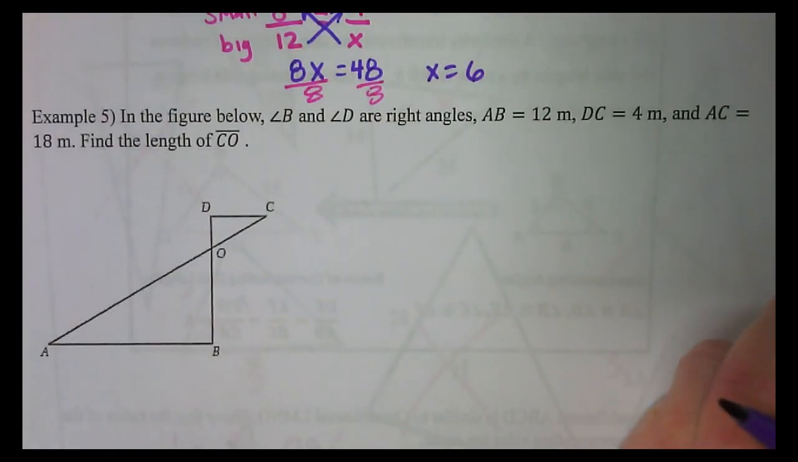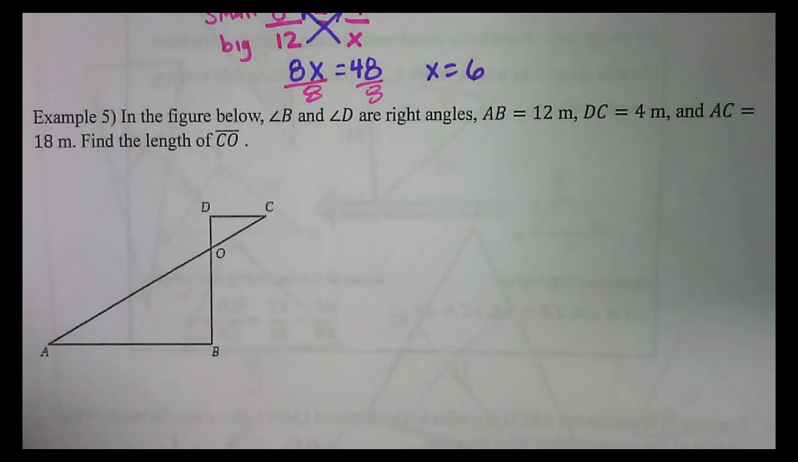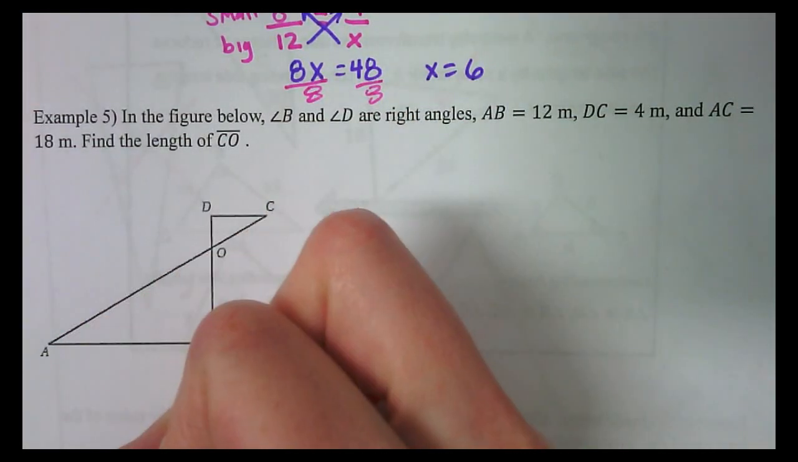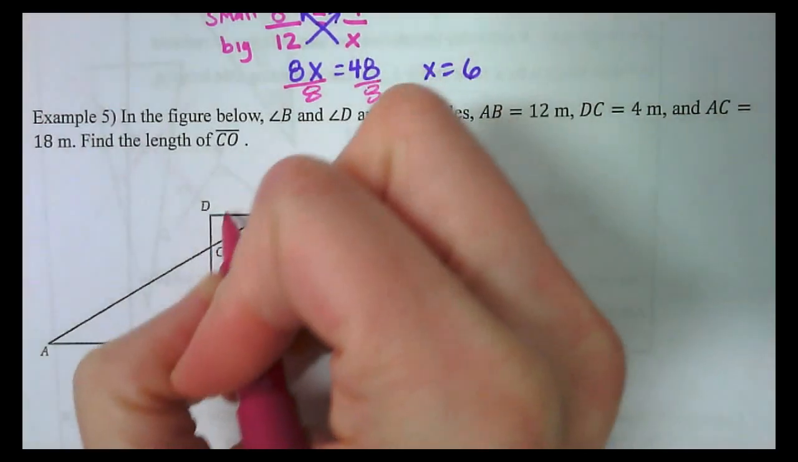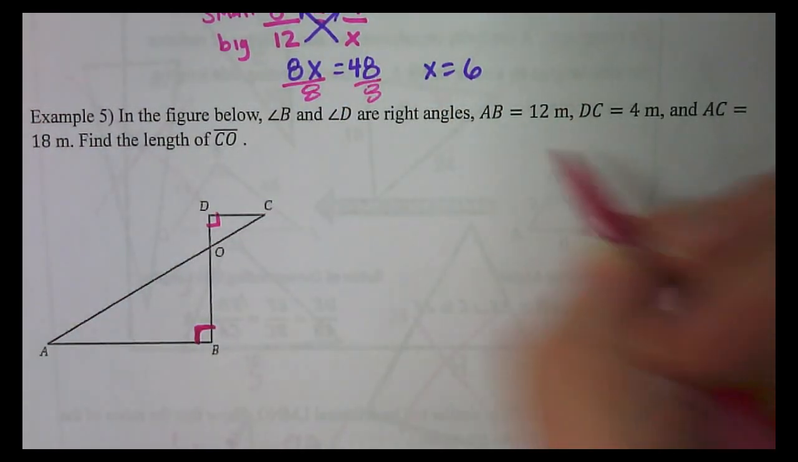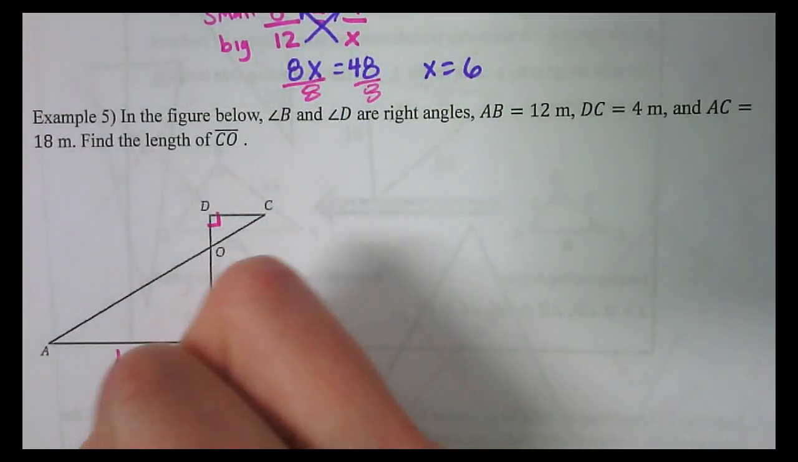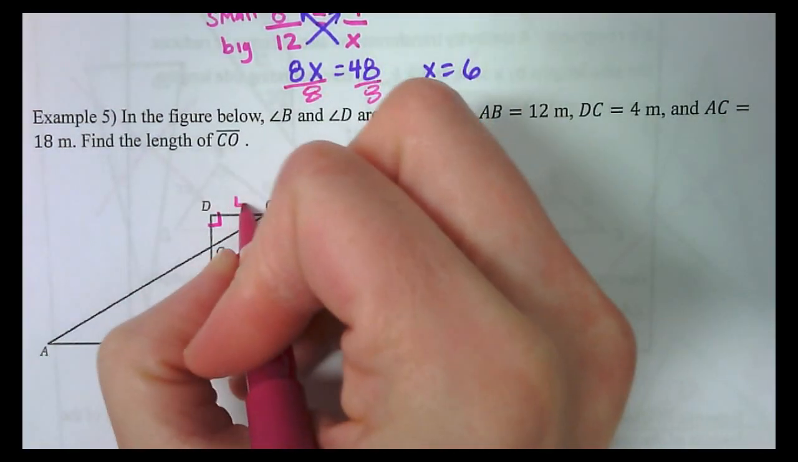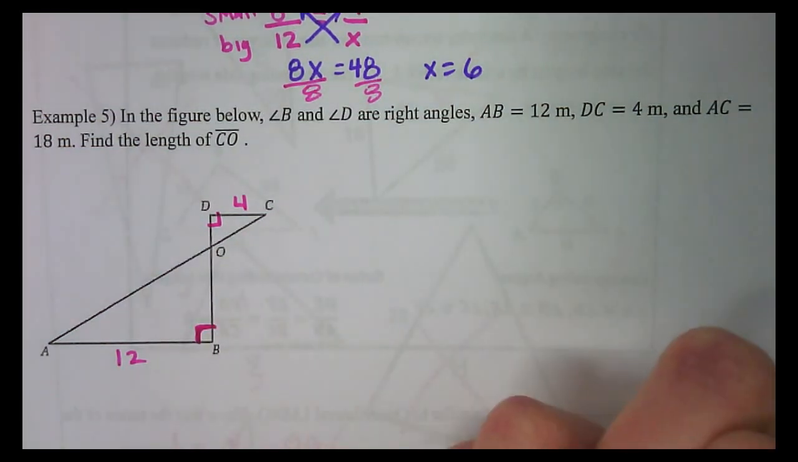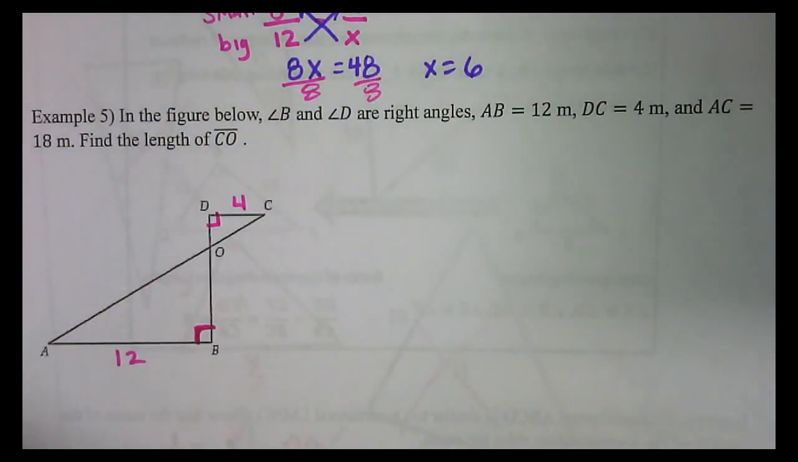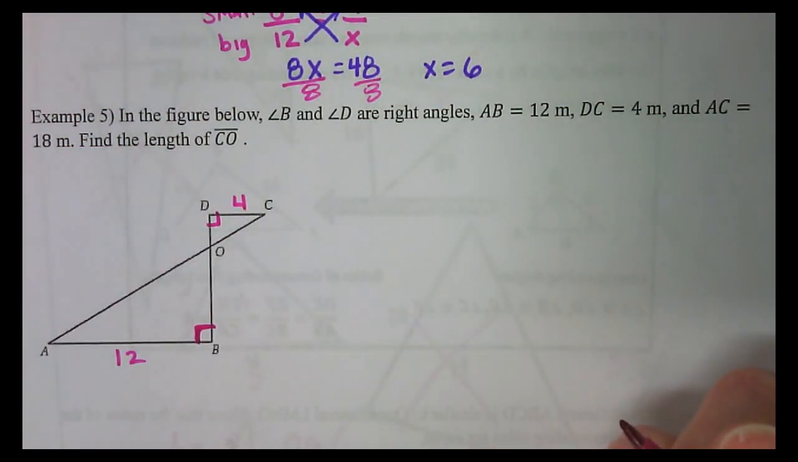Okay, and number 5, it says the figure below, angle B and D are right angles. Right angles mean I'm going to put a box in the corner. AB is 12. DC is 4. AC is 18. Find the length of CO.